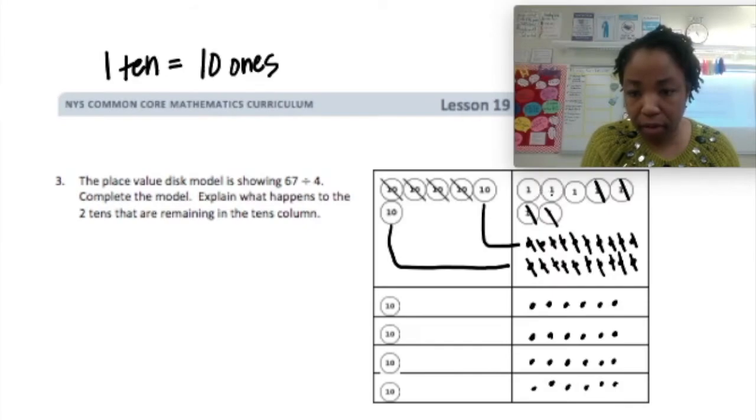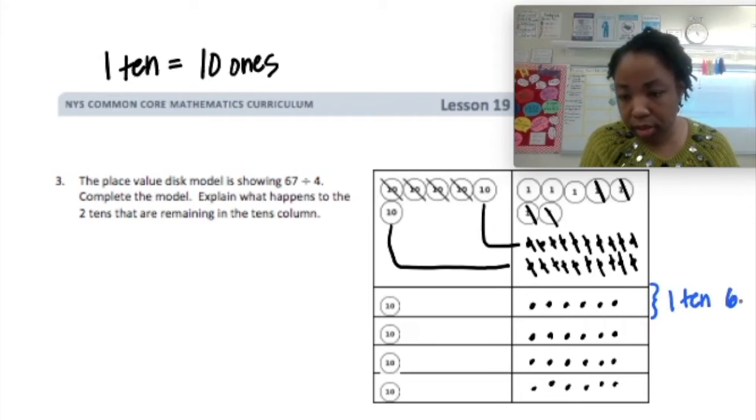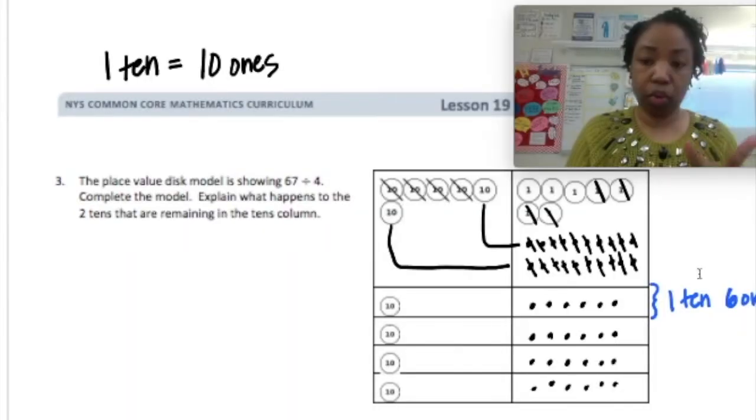Because I have 3 remaining, and I would need 4. So my quotient, my group size, the size of each group is 16, that is 1 ten and 6 ones, with 3 remaining.